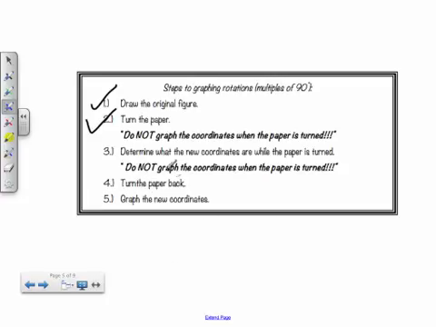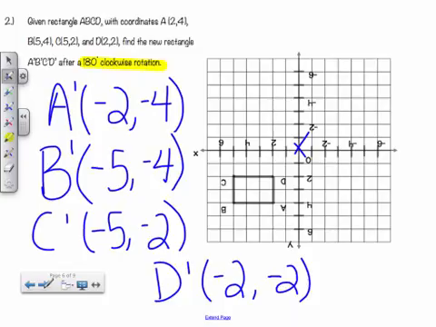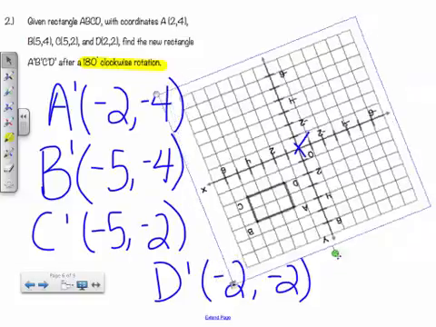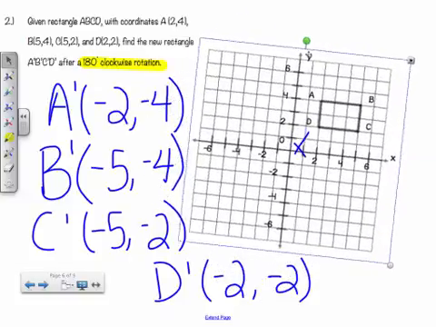So then I can go back right here and look at my list of steps. Number 3, determine what the new coordinates are while the paper is turned. This time your handwriting is going to be upside down. That is fine. Number 4, turn the paper back. So I'm going to take my graph right here, and I'm going to turn my graph back. You should turn your whole entire paper back.